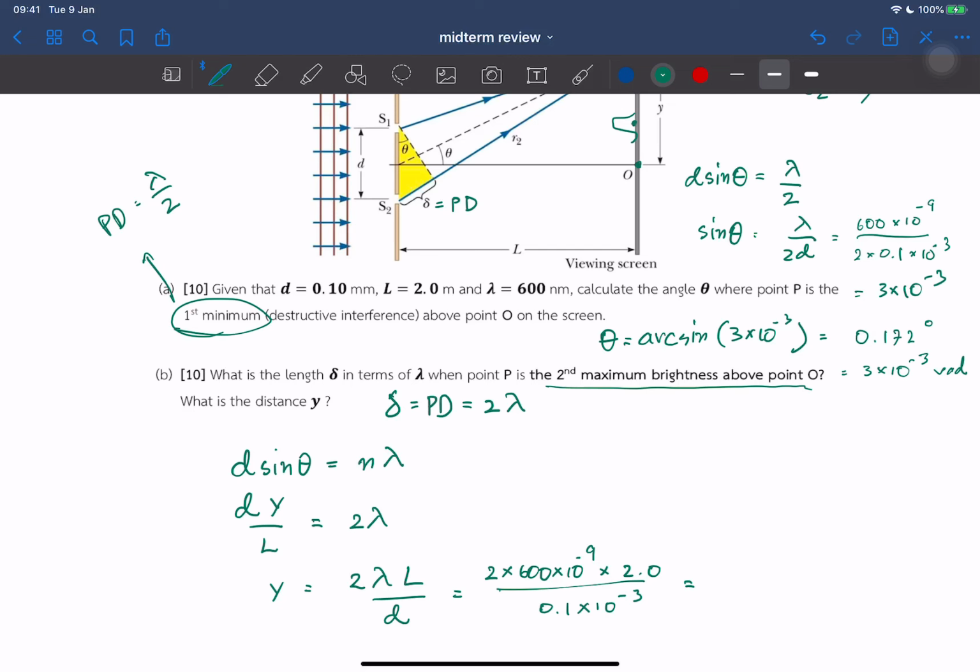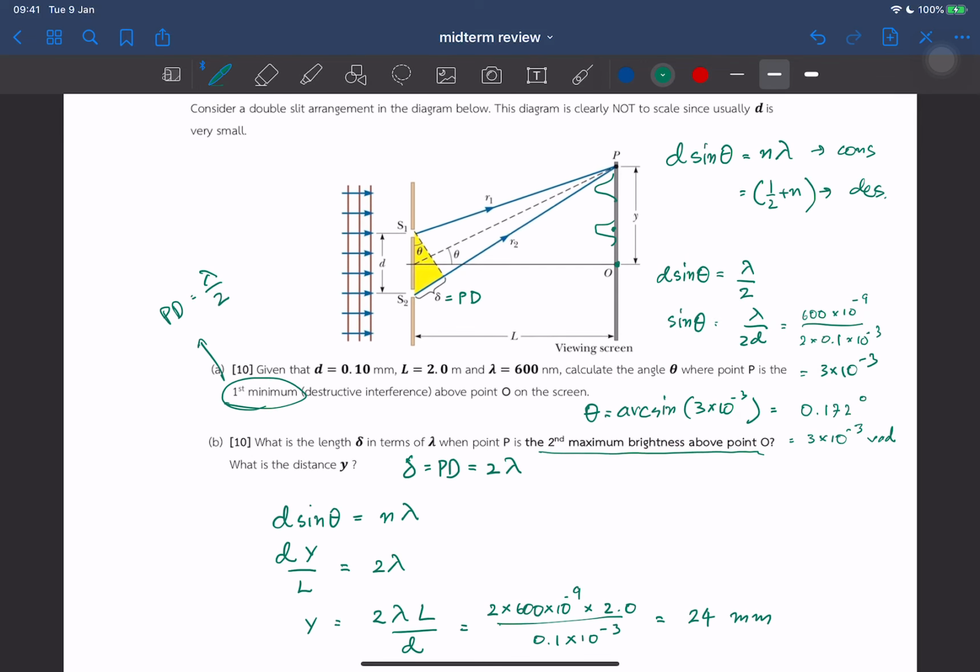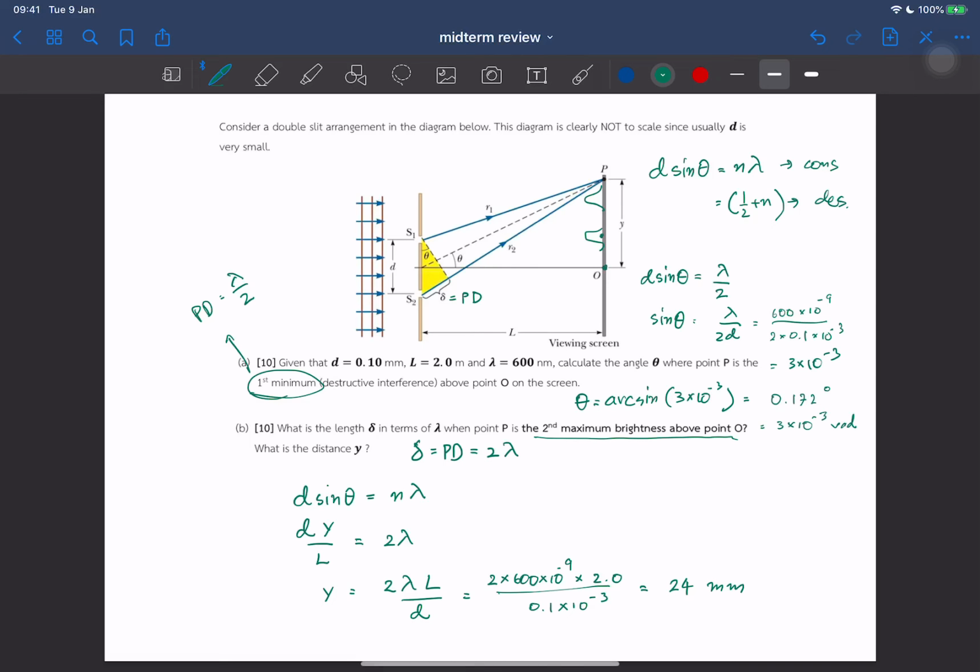Okay, and then we have to calculate this. And the answer is 24 millimeters, or 0.024 meters. So about 2 centimeters, 2.5 centimeters. Okay, so that's the answer that we have here. All right, so you can see it's more like a conceptual understanding of this whole thing. In terms of calculation, it's pretty straightforward. All right, any question for this one?